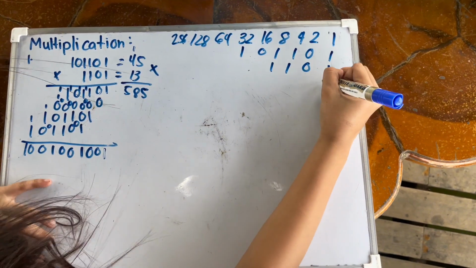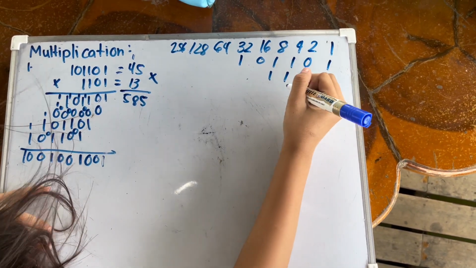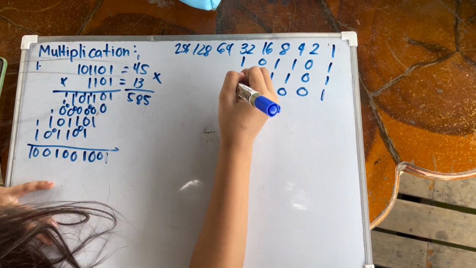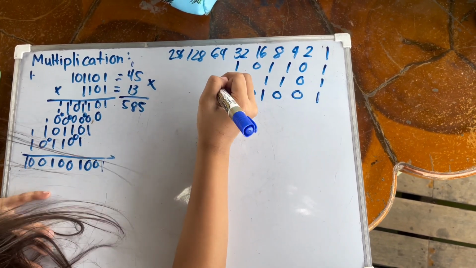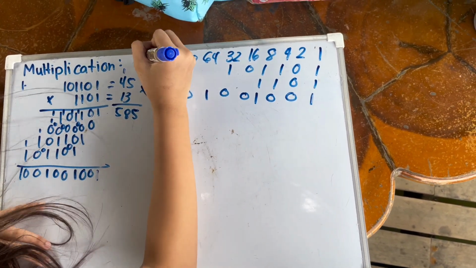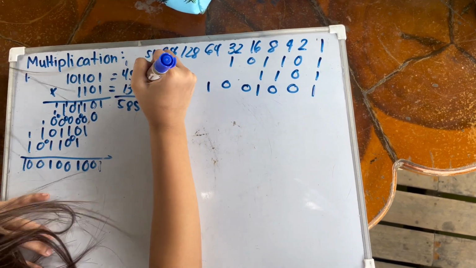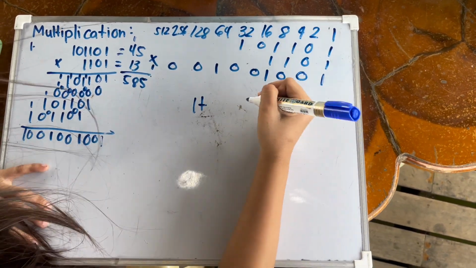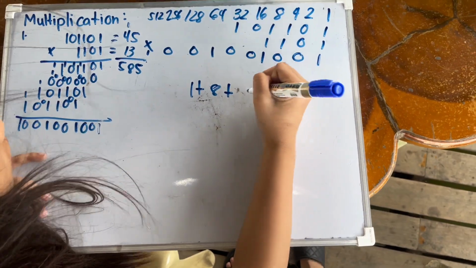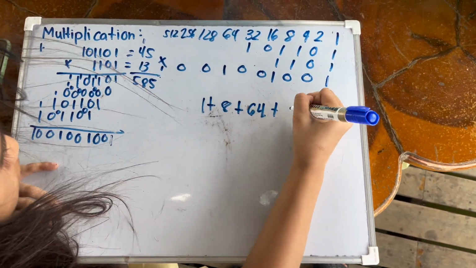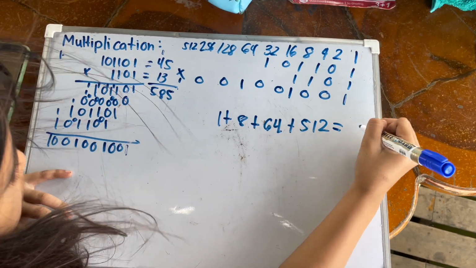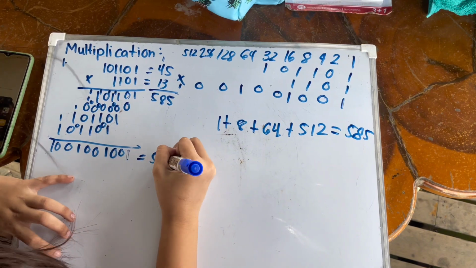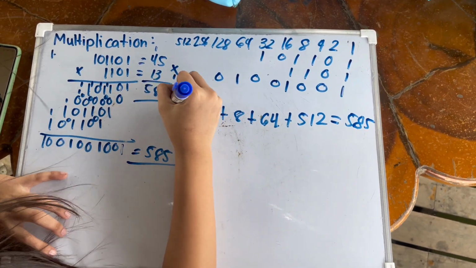Starting from the right, 1001001001. So these powers of 2 will reach until 256 and 512, and these are true for 1, and that will be added to 8, added to 64, and will be lastly added to 512. If you add all those up, you will get 585, which is true for binary and decimal.